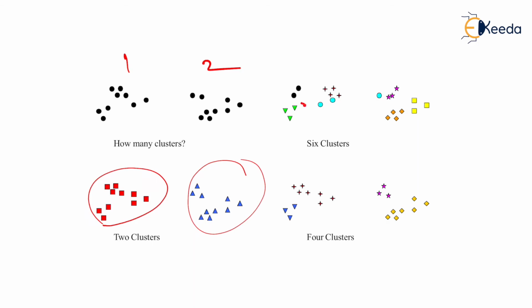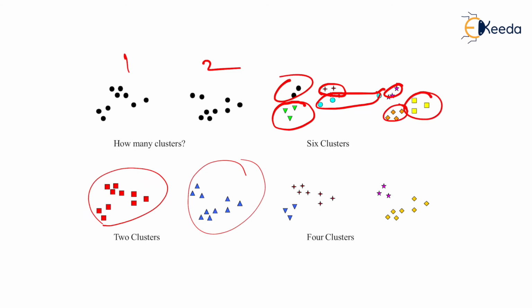See, this is one cluster. This is a combination of two. This is a combination of 3, 4, 5, and 6, right? Here we can form four clusters. This is one, this is two, this is three, and this is four, right?